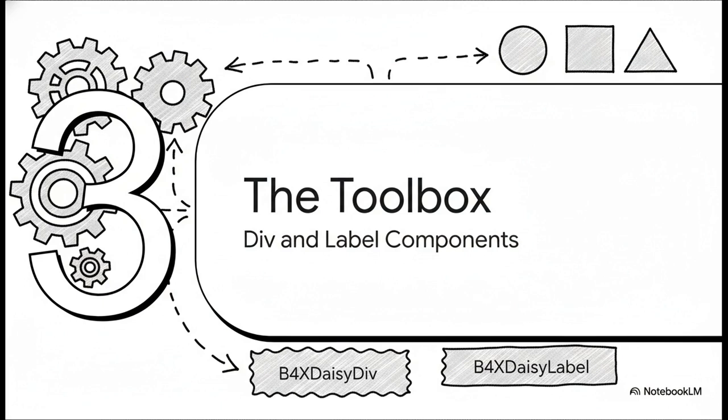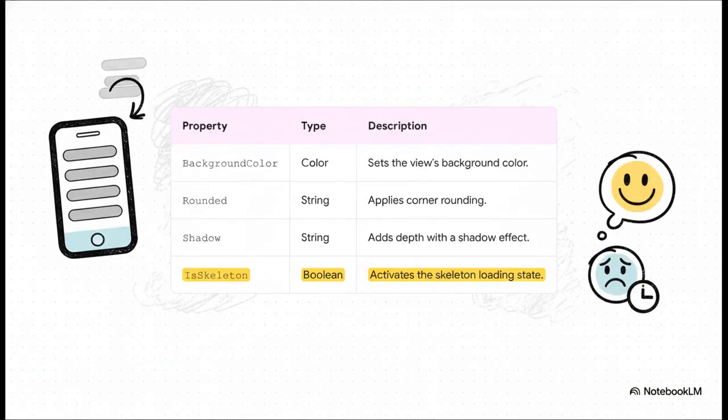These are like our Lego bricks for creating almost any layout, and they just so happen to have a very special feature baked right in. Now, these components have all the properties you'd expect for styling your UI. You know, background color, rounded corners, shadows, all that good stuff. But look at that last one, the one in bold, IsSkeleton. This simple little boolean property, that's the key to everything. This is where the magic happens, and it's what makes this advanced UX pattern almost laughably easy to implement.